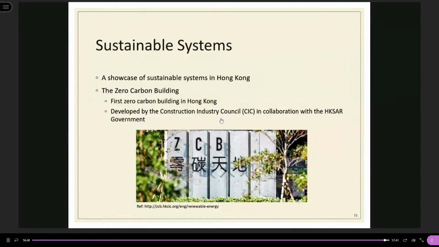Okay, so the zero carbon building is a showcase of sustainable systems in Hong Kong. It is the first zero carbon building in Hong Kong, and it is developed by the CIC in collaboration with the government. So if you have time, when it is safe for going outside, I will highly recommend you to visit the zero carbon building.